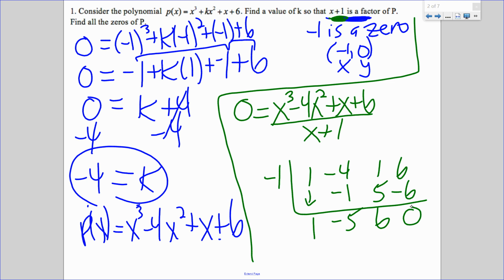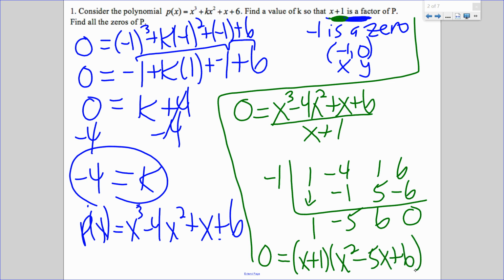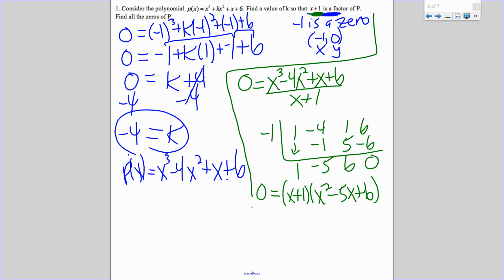So the polynomial becomes x plus 1 times x squared minus 5x plus 6. I'm dividing out the factor that I know is a factor because it told me. Now I factor further. Get the trinomial.